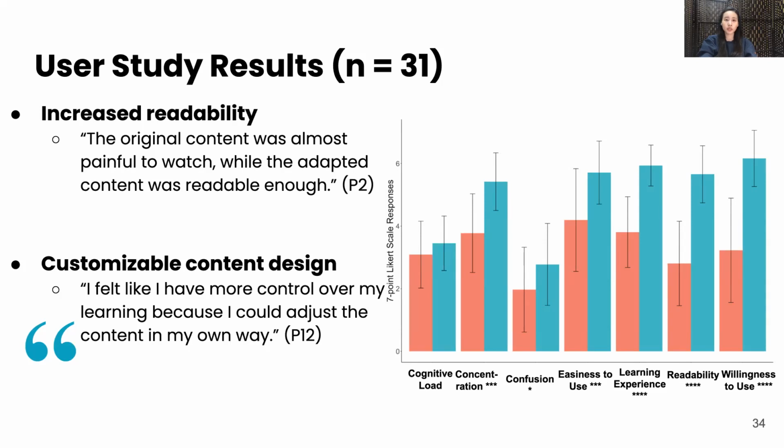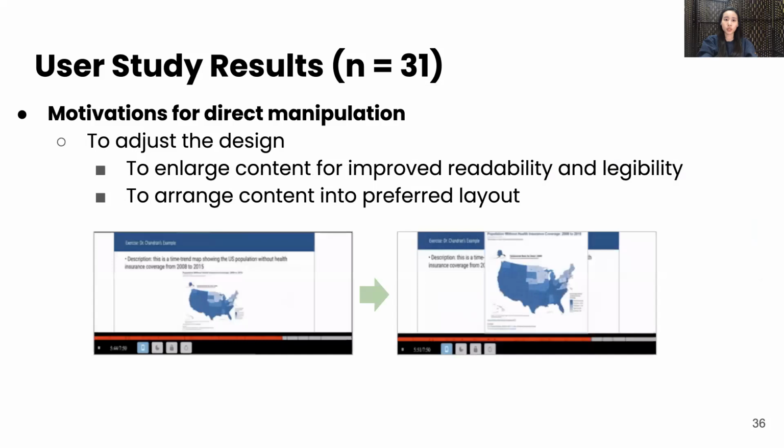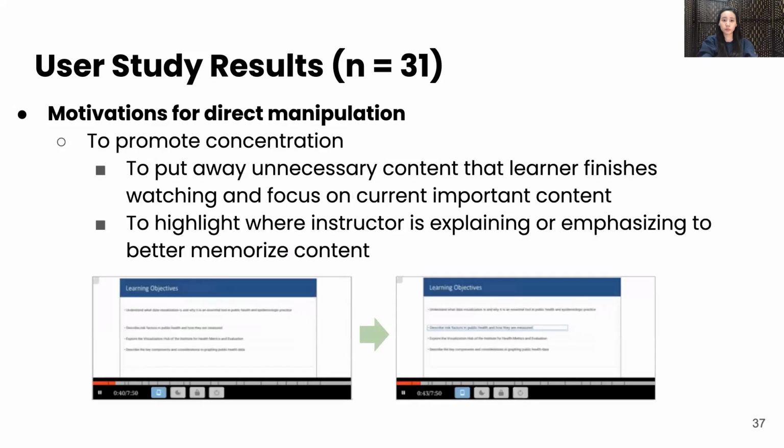One participant stated that he felt like he has more control over his learning because he could adjust the content in his own way. We also have identified 3 types of motivations for direct manipulation. First, participants use direct manipulation to adjust the design. For example, they resize the elements for better readability. They noted that the direct manipulation allows them to further customize the automated adaptation results.